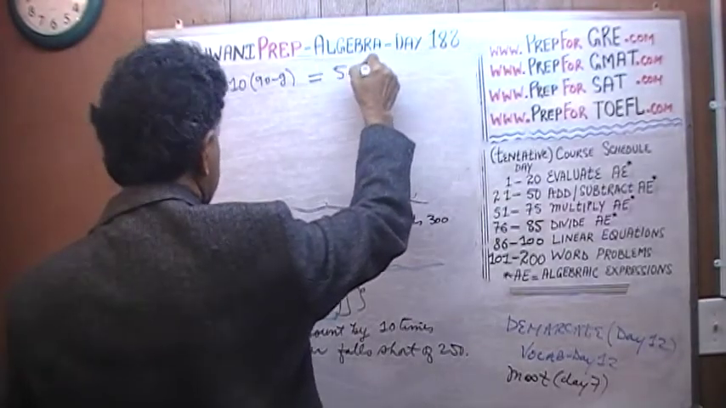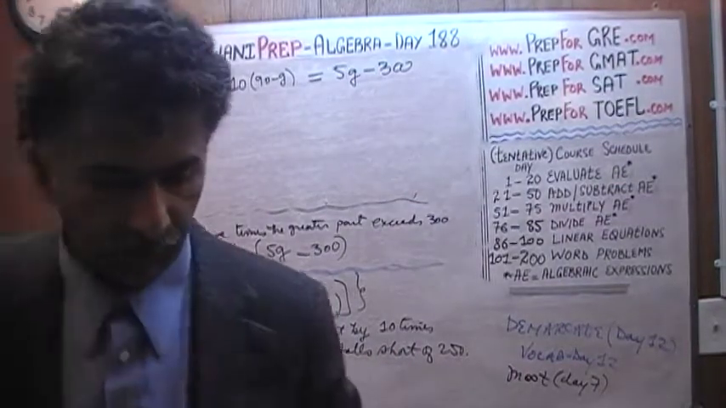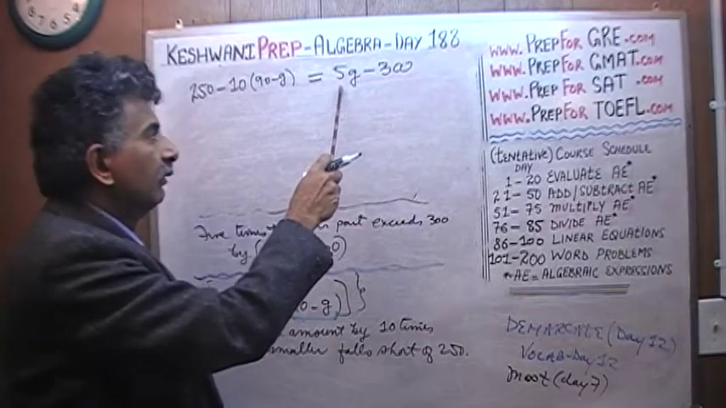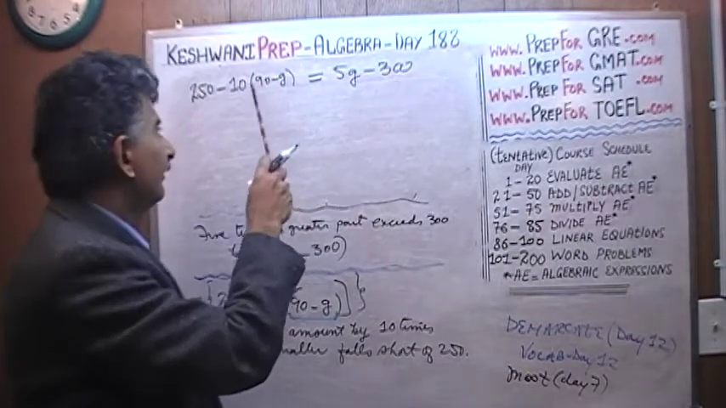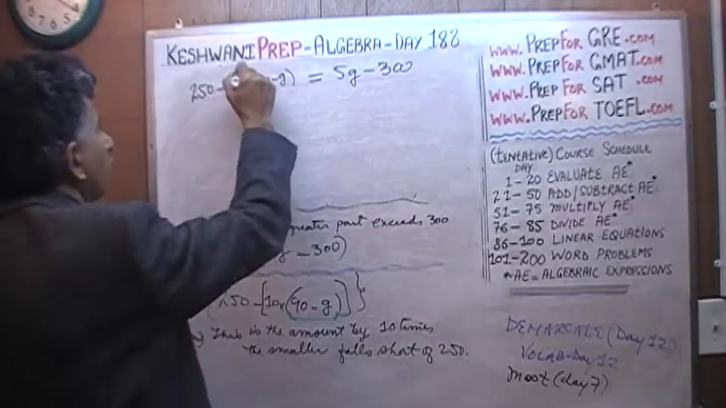Why? Because that's what we are told. We are told that whatever 5 times the greater part exceeds 300, this guy falls short of 250 by the same amount. Just solve it. That's it. Enough of the talk.